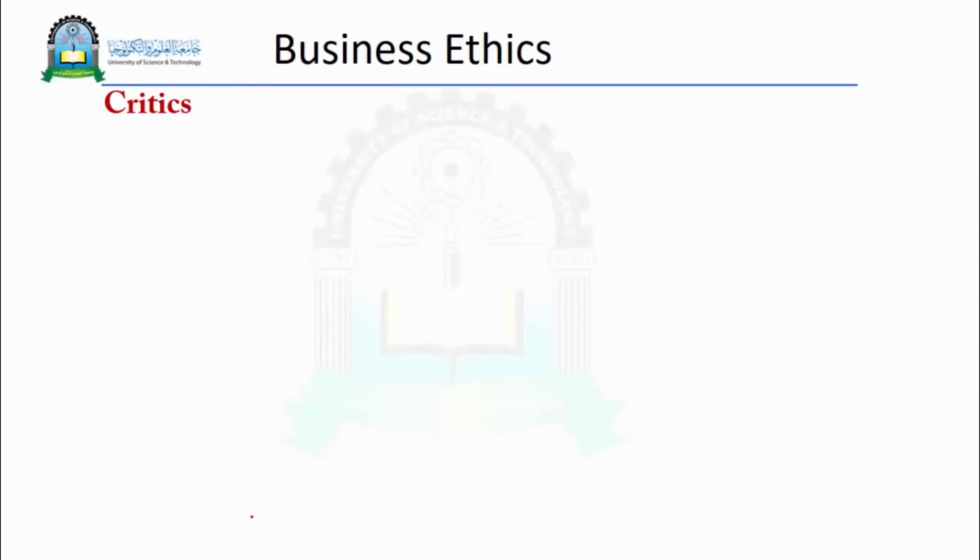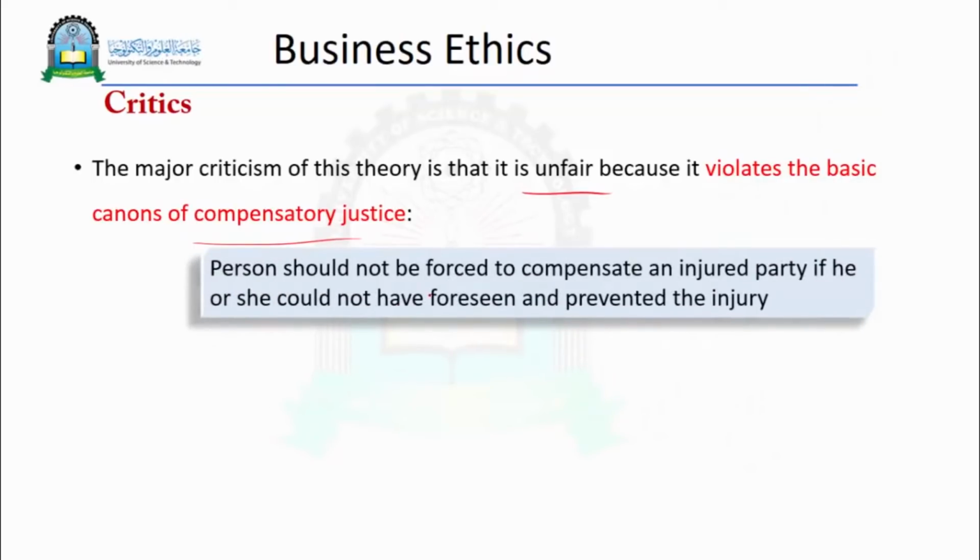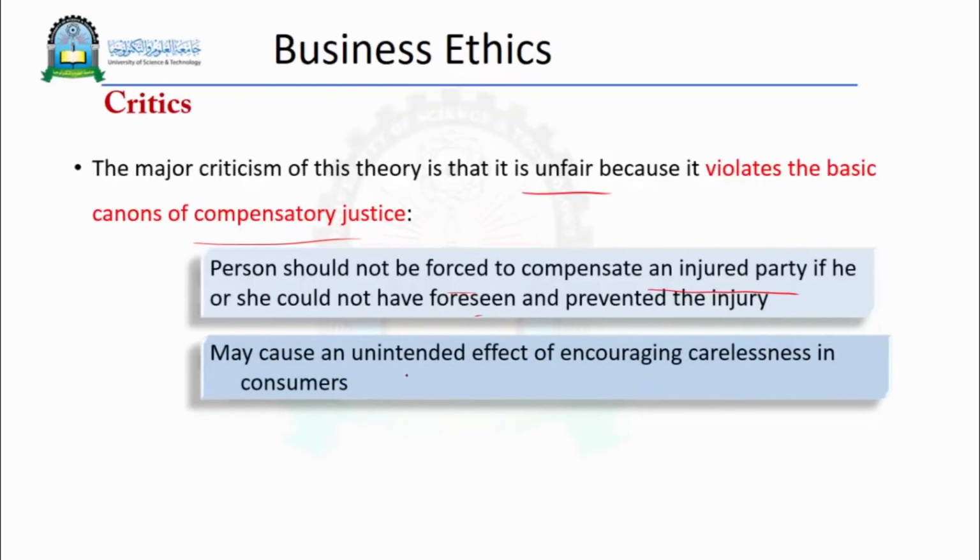However, a lot of critics may have different points of view. For example, the major criticism of this theory is that it is unfair because it violates the basic canons of compensatory justice. For example, a person should not be forced to compensate an injured party if he or she could not have foreseen and prevented the injury. Besides, it may have the unintended effect of encouraging carelessness in consumers, knowing that if I get injured by the product, someone else will pay for that injury.